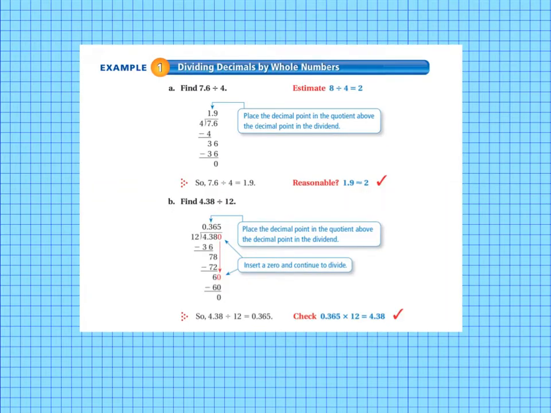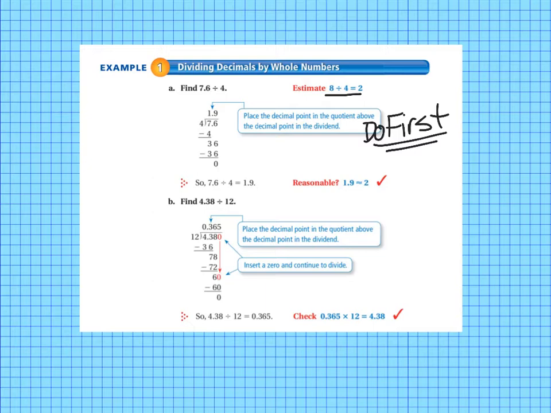Let's take a look at example 1, dividing decimals by whole numbers. Letter A, 7.6 divided by 4. So we estimate, we use rounding, and our estimate turns out to be 2. And then our directions here say place the decimal point in the quotient above the decimal point in the dividend. So I am going to write a note here, which I want you to add to your notes, that says do first.